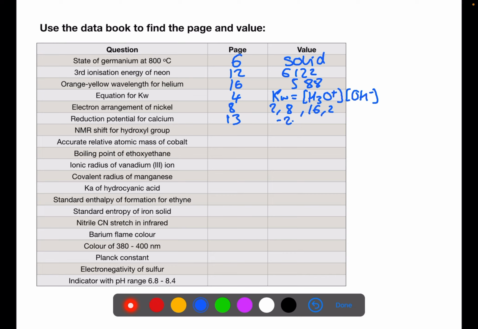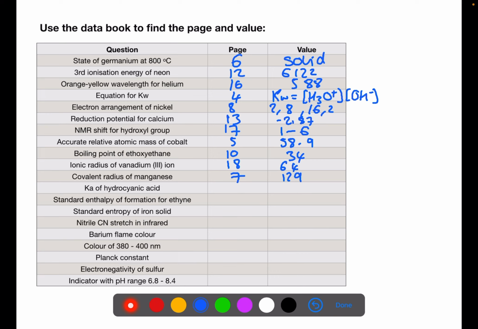The NMR shift for the hydroxyl group you will find on page 17 and is between 1 and 6. The accurate relative atomic mass for cobalt you will find on page 5 and is 58.9. The boiling point of ethoxyethane, which is an ether, is on page 10 and is 34. The ionic radius of the vanadium 3 ion you will find on page 18 and is 64. The covalent radius of manganese you will find on page 7 and is 129.